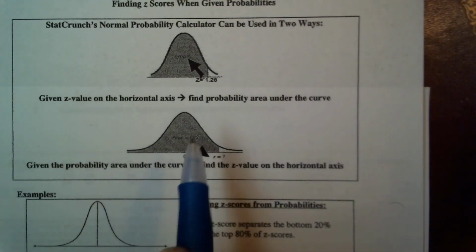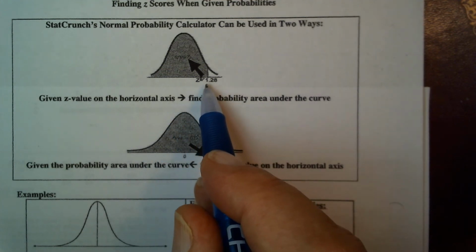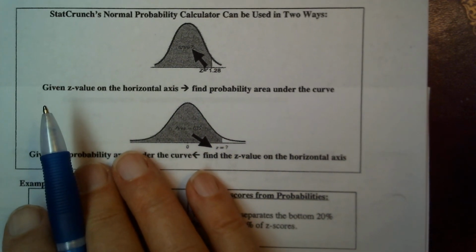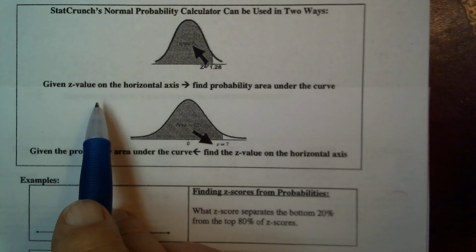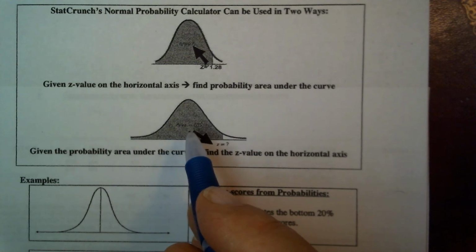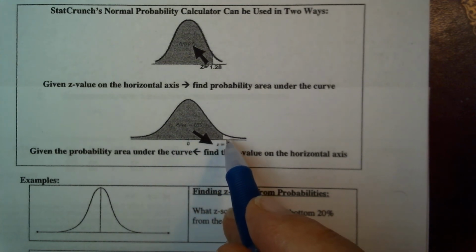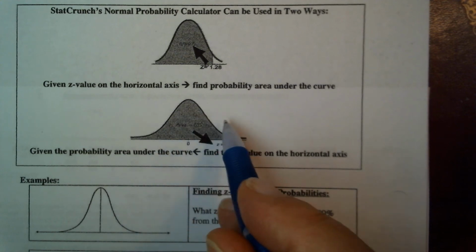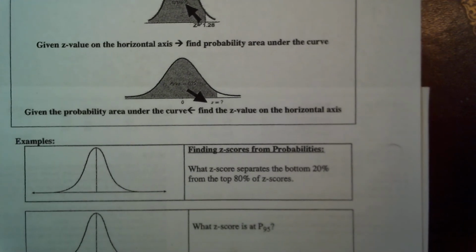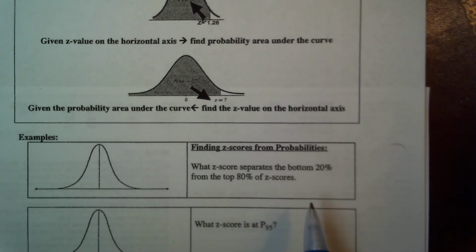So we know how to find the probability when we have a given z-score, whether you use technology or the tables. Now, the reverse would be, given a probability, the area under the curve, find the z-value on the horizontal axis. In other words, we know the area, and now we need to find out what the z-score is. Let's look at a couple of examples. What z-score separates the bottom 20% from the top 80% of z-scores? Okay, so let's look at that.